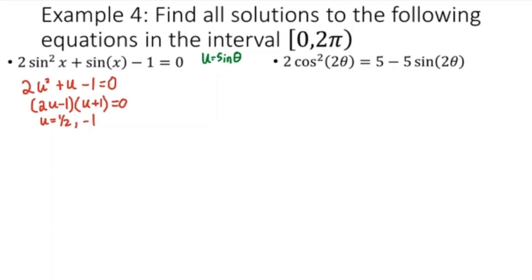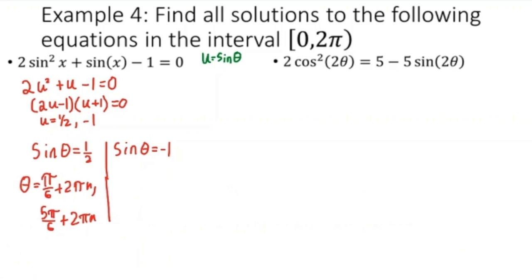Remember, we wanted the value of theta. So using our substitution, sine theta will equal either 1/2 or sine theta will equal negative 1. And we'll solve each of these equations separately. If we look at our unit circle, when will sine theta equal 1/2? That would be at pi over 6 or 5 pi over 6. And again, remember to add the 2 pi n for the entire family.